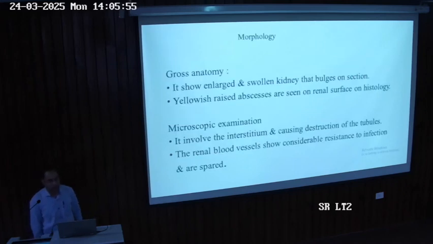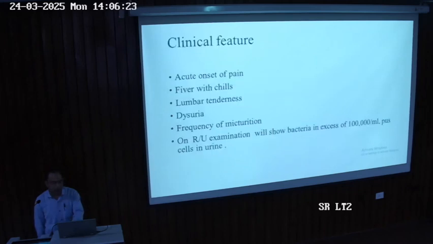So the morphology of the kidney in acute pyelonephritis: the kidney will be enlarged and swollen, with bulging on section. An enlarged or swollen kidney is sometimes known as a bulky kidney, and on gross examination yellowish-red abscesses are seen on the renal surface. On microscopic examination, it involves the interstitium causing destruction of the tubules, and renal blood vessels are resistant to infection.